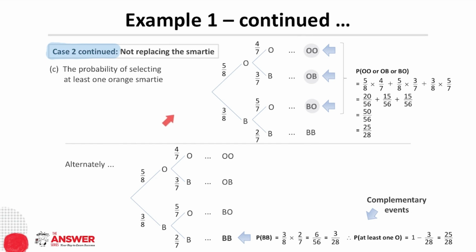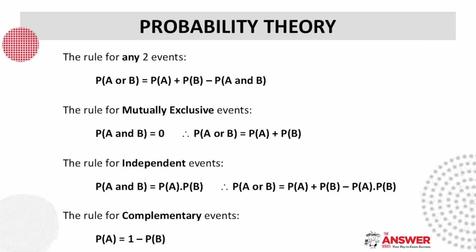The third part of this question, for case 2, can also be done in 2 ways, either by considering 1 or 2 orange Smarties in the outcomes, or by considering no orange Smarties in the outcome and then finding the complement. So here we need to find the probability of all three of these paths and then add them together. And here we need to find the probability of this one path and then find the complement by going 1 minus this probability. In both cases, the answer is 25/28.